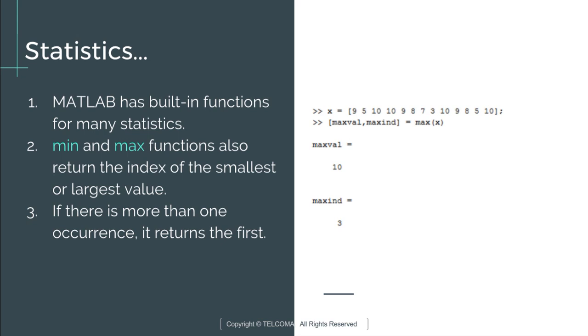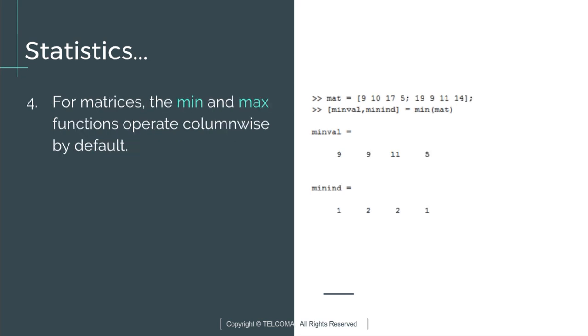Therefore, these functions return the index of the smallest or largest values. If there is more than one occurrence, it returns the first. For matrices, the min and max functions operate column-wise, and this function can be performed by default.